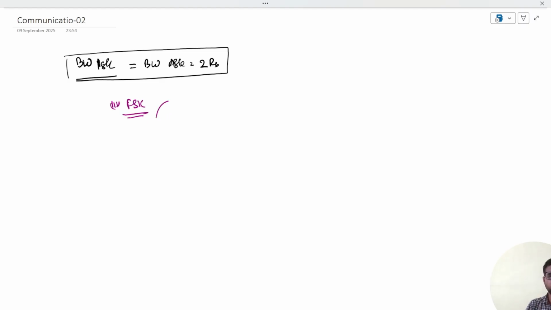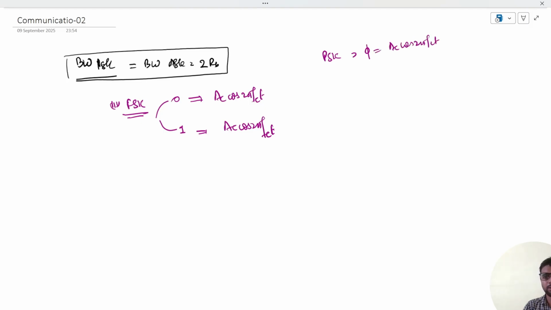In FSK also, we have to represent 0 and 1. In FSK, we have to modify the frequency of the carrier. This is the carrier. Like in PSK, what we have done, we have modified phi. That is the phase. That is Ac cos(2 pi fc t + phase). So this phase is modified. For 0, we take it as 0. For 1, we take it as pi. Or whatever you want to take. But the phase has to be modified.